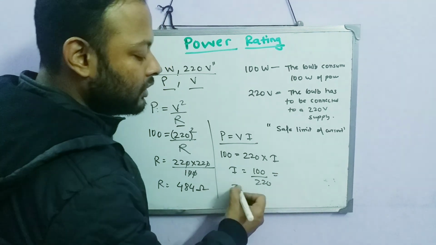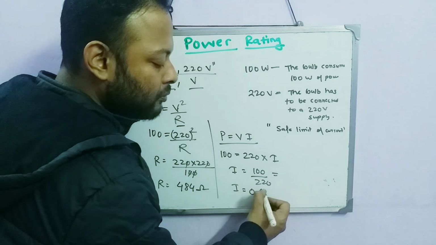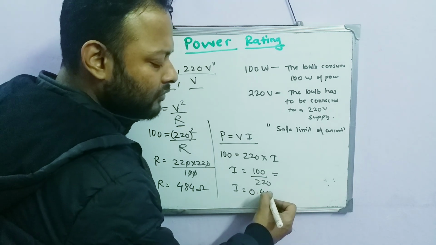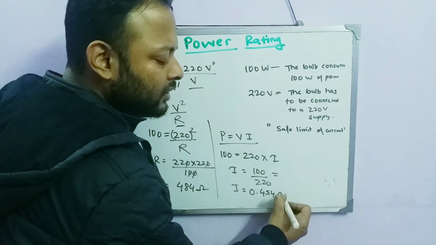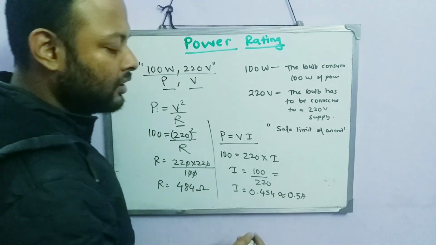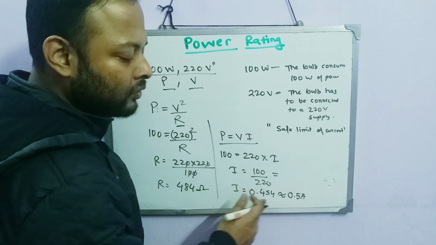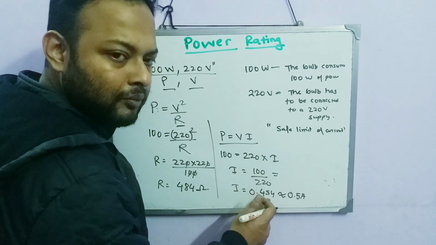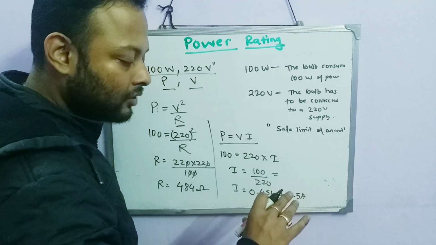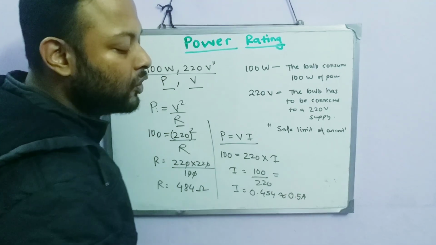And this current, 100 by 220, if you calculate it, it gives me a value of 0.49 something, 454, which is roughly equal to 0.5 ampere. You calculate 100 by 220, it gives you somewhere around this value. So if you take the closest decimal, it becomes 0.5 ampere.